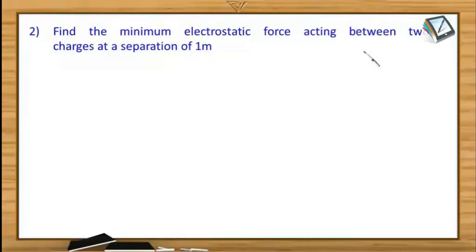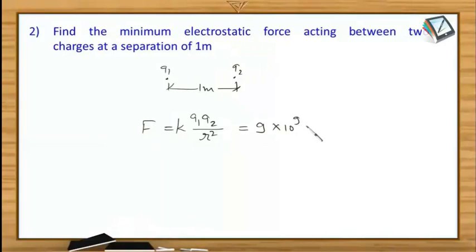Find the minimum electrostatic force acting between two charges at a separation of 1 meter. So suppose there are charges Q1 and Q2 at a separation of 1 meter. According to Coulomb's law, the force acting between these two will be K into Q1 Q2 divided by R square. The value of K we know is 9 into 10 raised to the power 9, multiplied by Q1 into Q2, divided by the square of the distance. Distance is given to be 1 meter, so 1 square. We have to find the minimum possible force between two charges which are kept at a separation of 1 meter. So the result is dependent on Q1 and Q2.